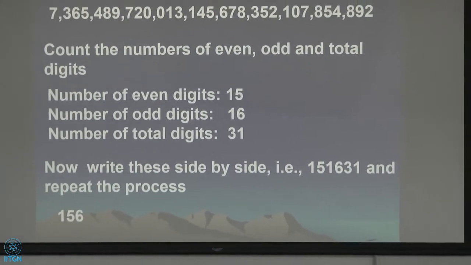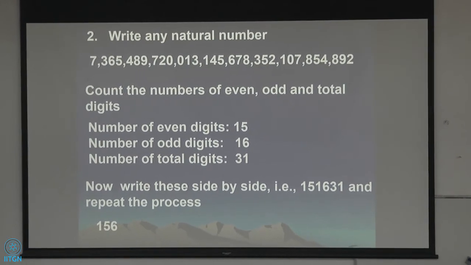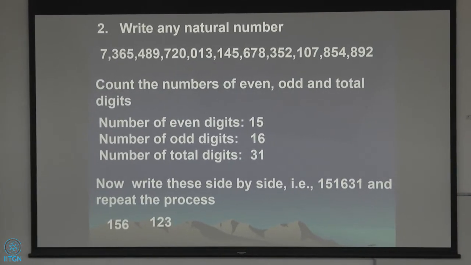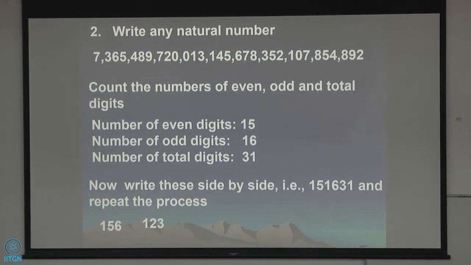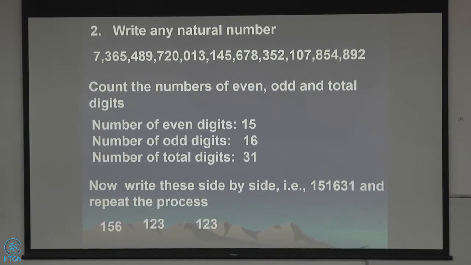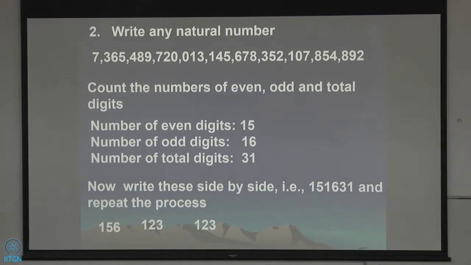So, you write 156. So, one even digit, two odd digits is 1, 2, 3, and then one even digit, two odd digits. So, 1, 2, 3. So, this is what I mean by mathematical black hole. Now, it is independent of English. I am doing some iterations on natural numbers or positive integers.